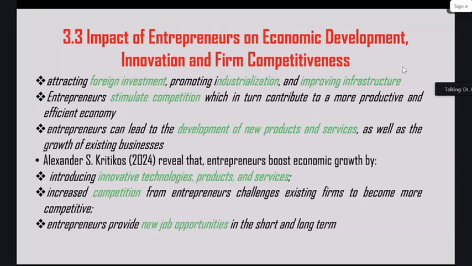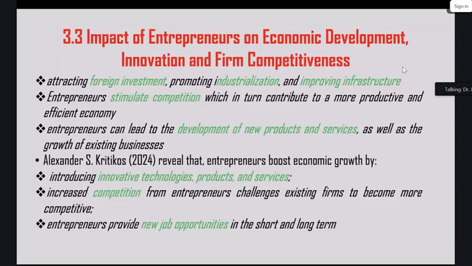So you can see in areas where there are a lot of entrepreneurial activities, the infrastructure is improved in terms of roads, communications, and social services like power and the likes in general. The third one is that entrepreneurs stimulate competition, which in turn contributes to a more productive and efficient economy. Where entrepreneurs are competing with each other, that is also a big advantage to customers, because they can get quality goods with favorable standards that can fulfill their needs and wants. And these people always stimulate competition, competing with each other.